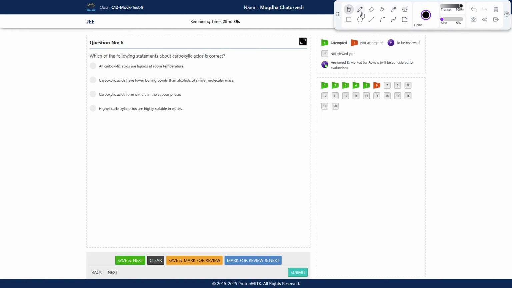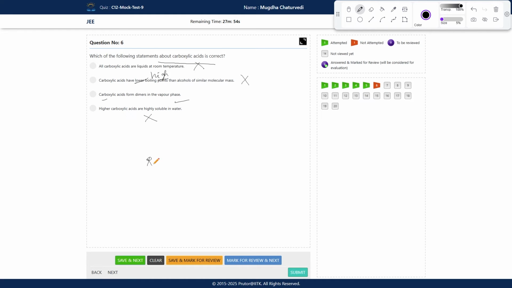Now let us see the next question. Which of the following statements about carboxylic acid is correct? All carboxylic acids are liquid at room temperature. No, this is wrong. Carboxylic acids have lower boiling points than alcohols of similar mass. This is also wrong. Carboxylic acids have higher boiling points as compared to alcohols of similar molecular mass. Carboxylic acids form dimers in the vapor phase. Yes, this is absolutely correct. Next, higher carboxylic acids are soluble in water. This is also wrong. So the correct option is option C.